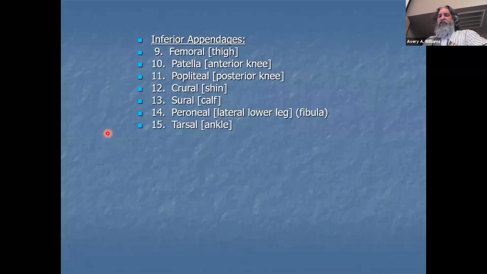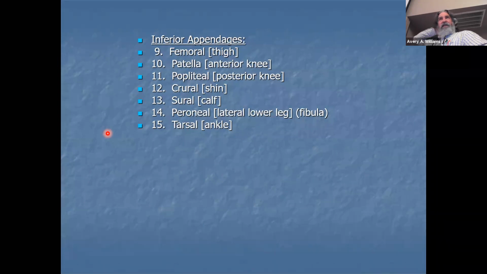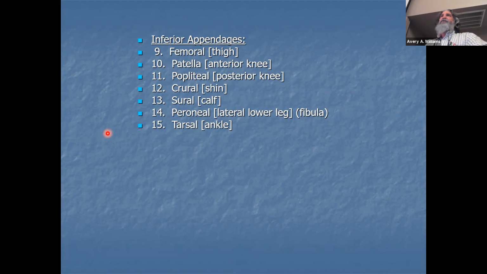But the tarsus is your ankle, your tarsus. And of course, bones of the tarsus are tarsal bones. Remember, you have 8 carpal bones, but you only have 7 tarsal bones. So what happened to all my tarsal bones? Well, you'll see this if you study the evolution of the vertebrate skeleton.